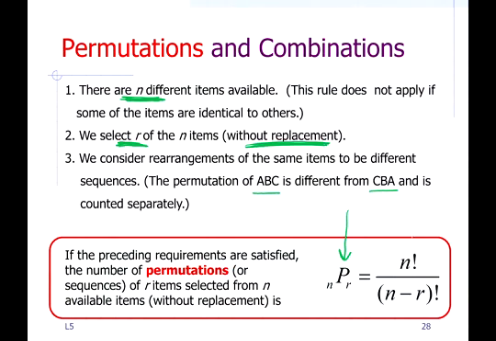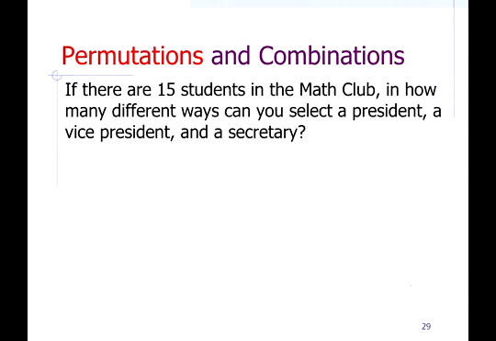So let's see how this formula works. Let's say, and this is going back to the very first question that we worked through, you have 15 students in the math club. In how many different ways can you select a president, a vice president, and a secretary? Now, I'll tell you right now, this is not something you want to count by listing. I believe it's going to be over 2,000 different ways this could be done.